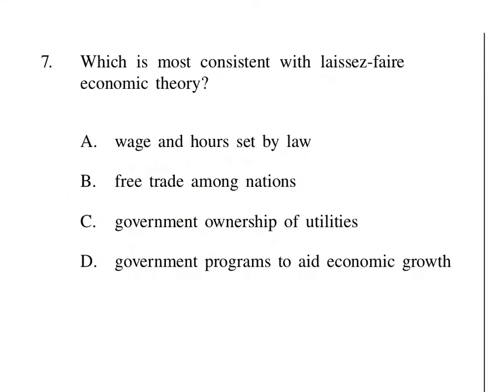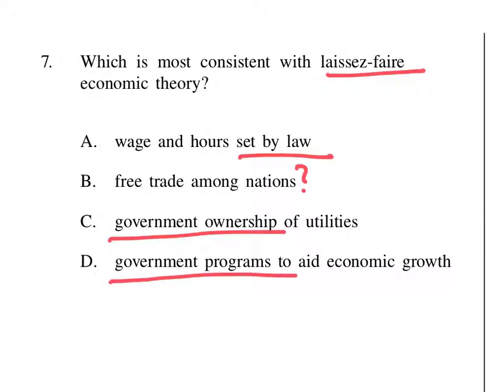Let's look at number 7. It says, which is the most consistent with laissez-faire economic theory? All right, so this is basically, what is the definition of laissez-faire economics? Wage and hours set by law. Free trade among nations. Interesting. Government ownership of utilities. And D, government programs to aid economic growth. So I see that with A, C, and D, these all have to do with like the government setting rules, right? Set by law, government ownership, government programs. Whereas B says free trade among nations.